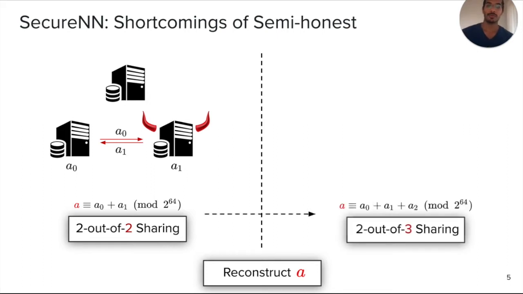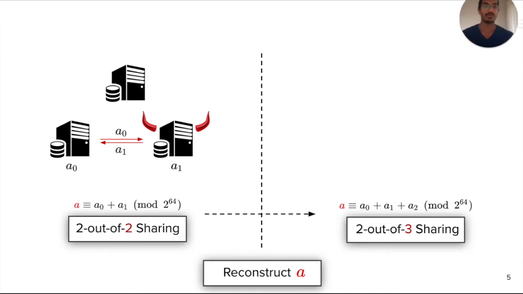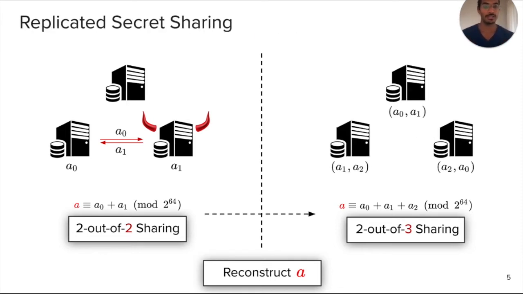The way we address this issue is using something known as a 2 out of 3 secret sharing, also known as replicated secret sharing. The secret A is split into 3 different shares, A0, A1, A2, and 2 of these shares are given to each party. So each party is missing one component. In the semi-honest model, you could just give each party their missing component. For instance, the leftmost party can receive the value A0 from one of the other two parties and reconstruct the value A.